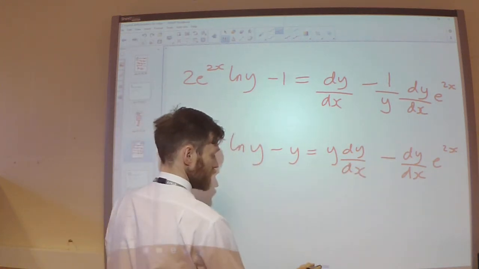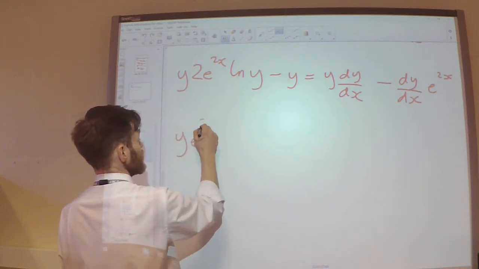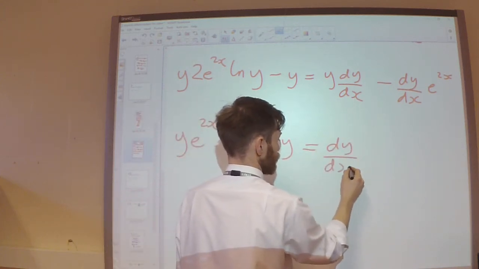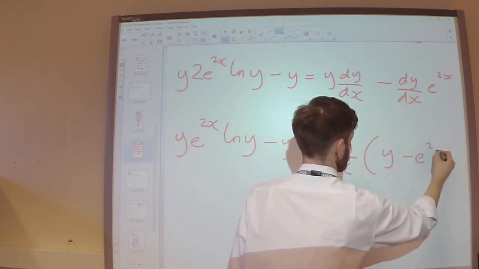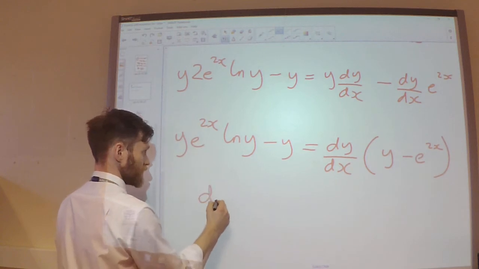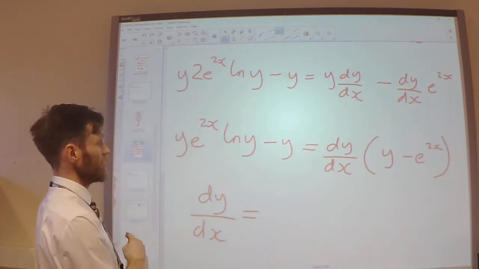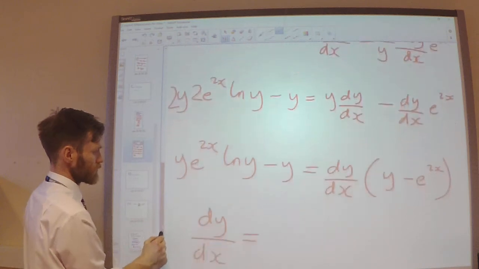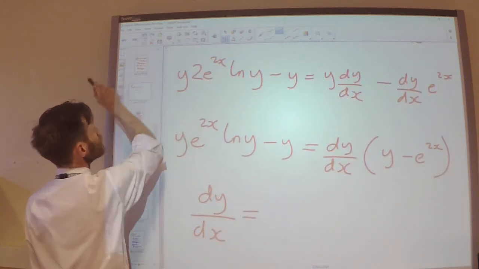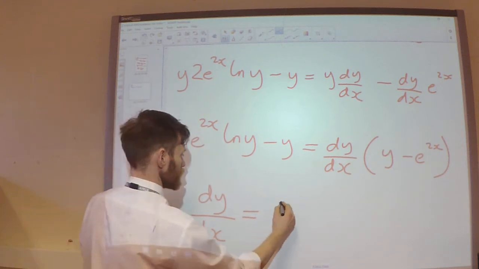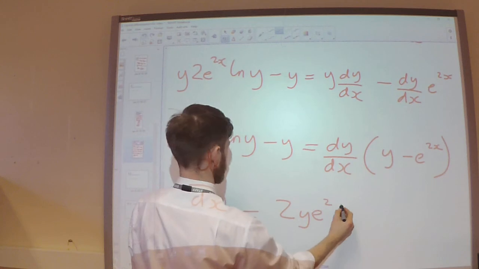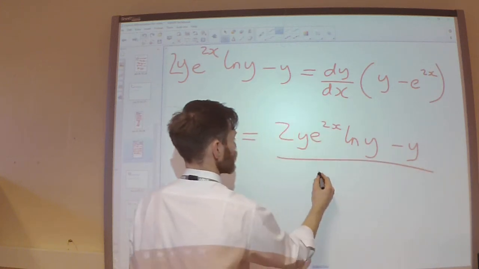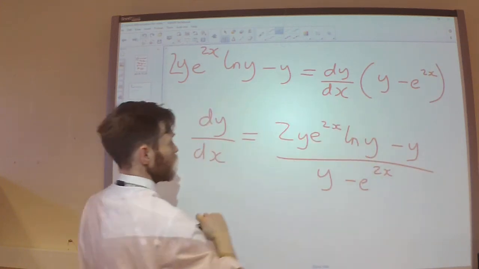So factorise over here. I'm going to leave what I've got on the right hand side here, factorising the dy by dx, and dividing. So dy by dx is equal to... Oh, I've just realised I've forgotten the 2 here. Okay, there we go.